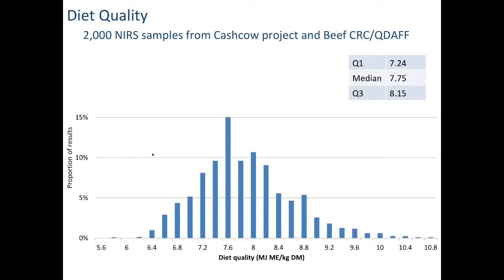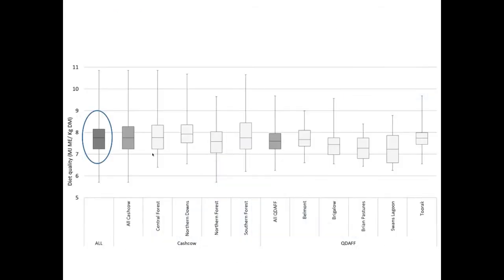And you can see there that's the diet quality expressed as megajoules of metabolizable energy per kilo of dry matter, the distribution of that from all that data across Northern Australia. You can see there it's fairly normally distributed with a median of 7.75. This is looking at it a bit differently. We've got the average of all the 2,000 here on the left-hand side. Then we've got the Cash Cow data broken up into the Cash Cow regions. Then the Beef CRC or the QDAF data in total, and broken up in all the regions.